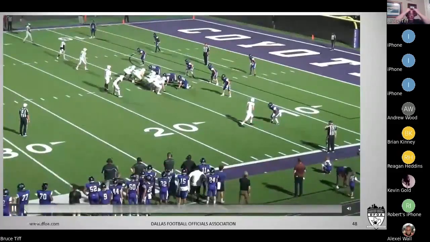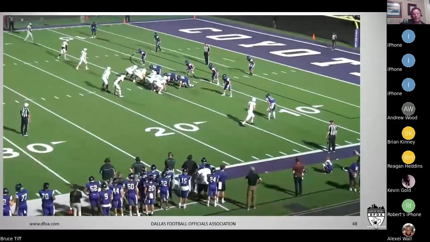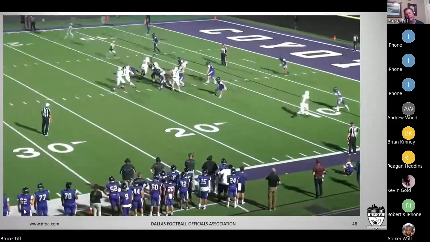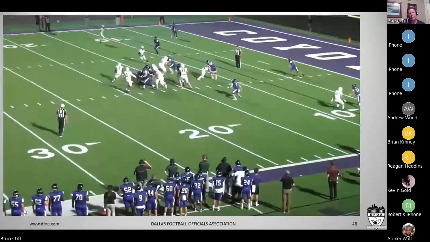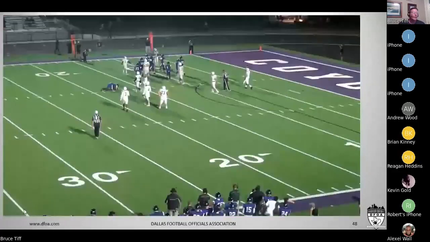Very dangerous type of block, can result in a lot of injuries. That's why that rule is in there, to try to officiate those types of blocks out of the game.